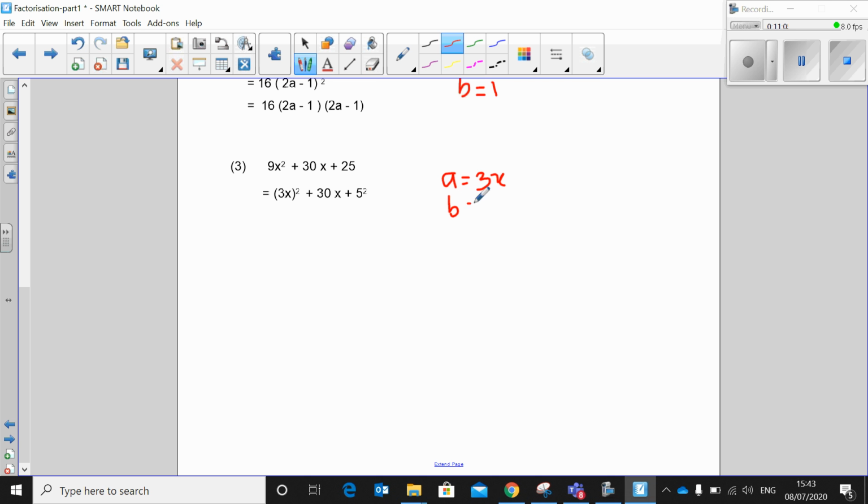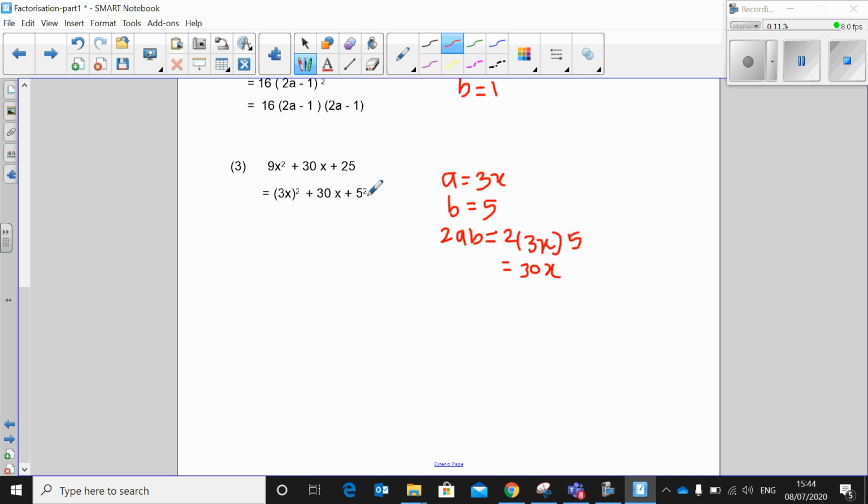You can even check whether 2 times ab is equal to 30x or not. Here 2 times ab is equal to 2 times 3x multiplied by 5. Let us check whether it is coming as 30x or not. 2 3s are 6, 6 5s are 30, 30 times x. So 2ab is equal to 30x, correct?